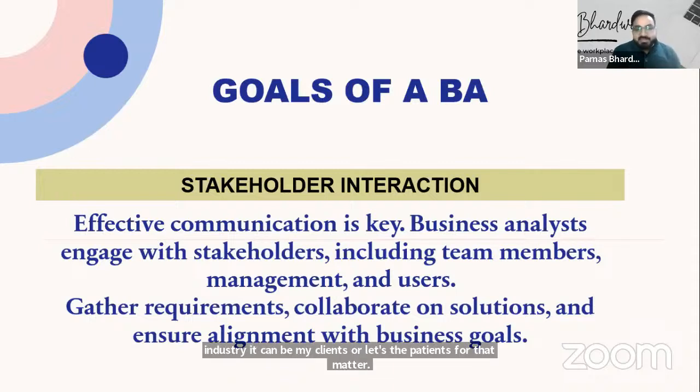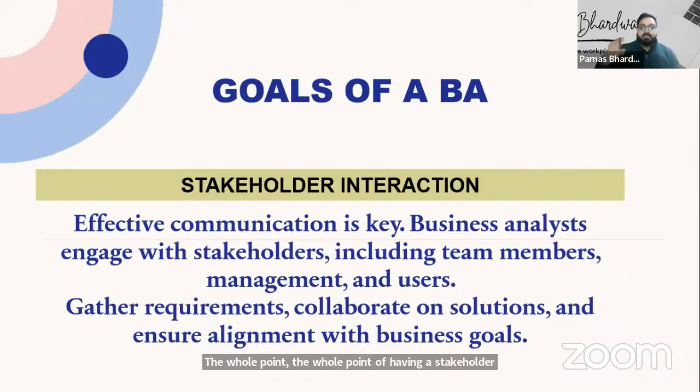The whole point of having stakeholder interaction is to gather requirements, collaborate on solutions, and ensure alignment with the business goals. So we have predefined business goals always set for us. So we would always gather requirements or collaborate with the stakeholders to get a solution out of it. Let's say currently we have one functionality which is providing one solution. Having stakeholder interaction will get us into their shoes, and we will be able to understand what exactly the end user is facing, and how we can enhance the solution or the functionality that they are experiencing.